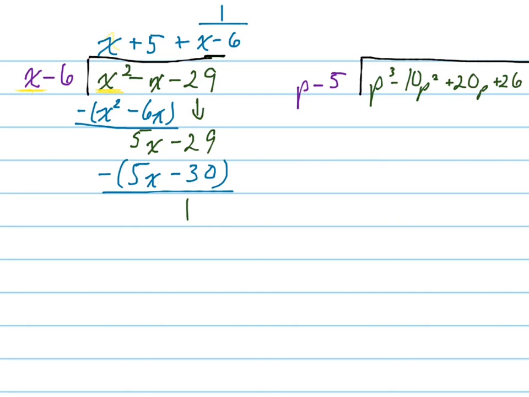P cubed, much better. Okay, so P goes into P cubed, P squared times, because P squared times P is P cubed. So I'm going to multiply, and I get P cubed minus 5P squared, and again I subtract. Now when I subtract, I get that the P's cancel, and I have a -5P squared. Bring down the next, which is going to be a plus 20P.